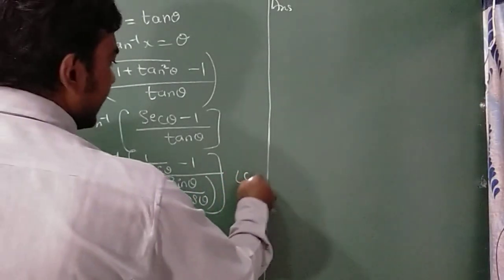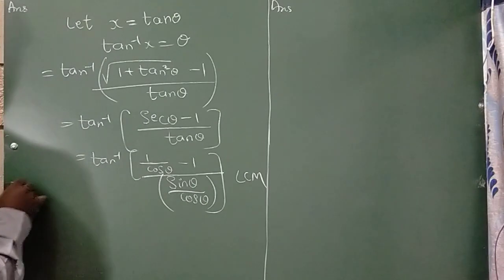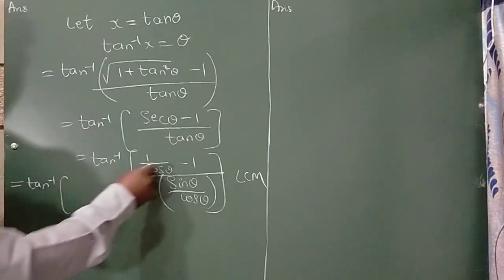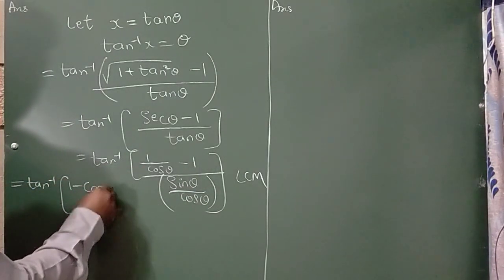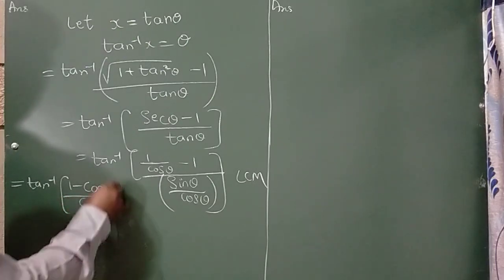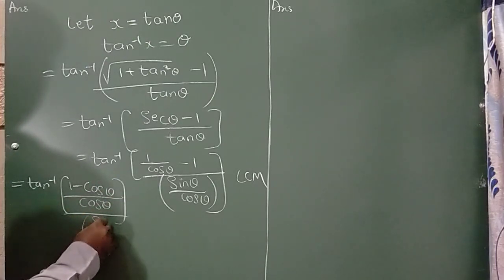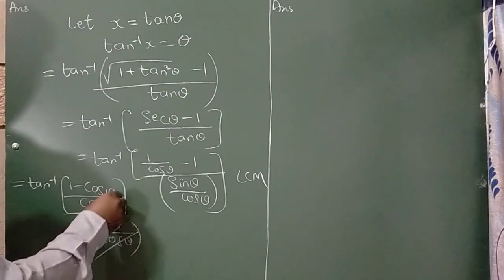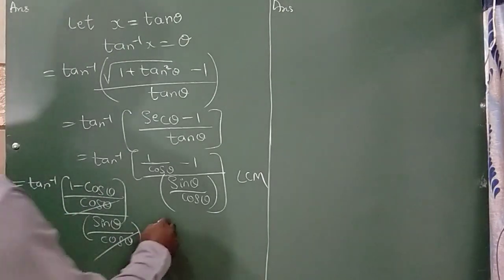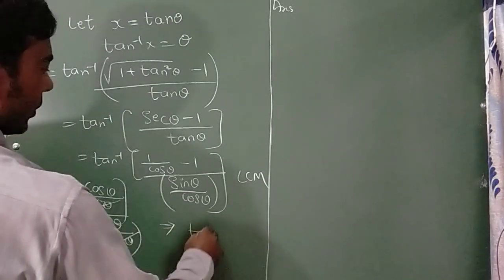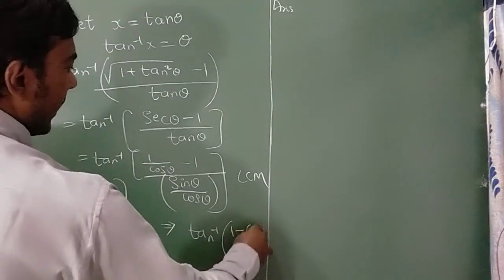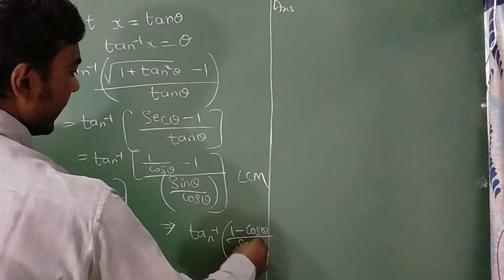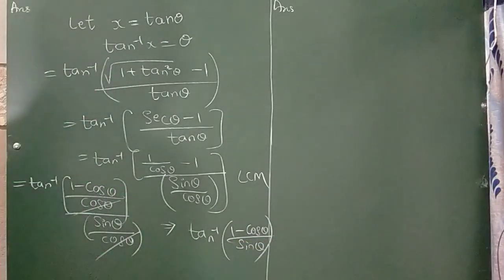Now take LCM. Tan inverse of 1 minus cos theta divided by cos theta, and sin theta divided by cos theta. This cos theta gets cancelled. Okay. So tan inverse of 1 minus cos theta divided by sin theta.